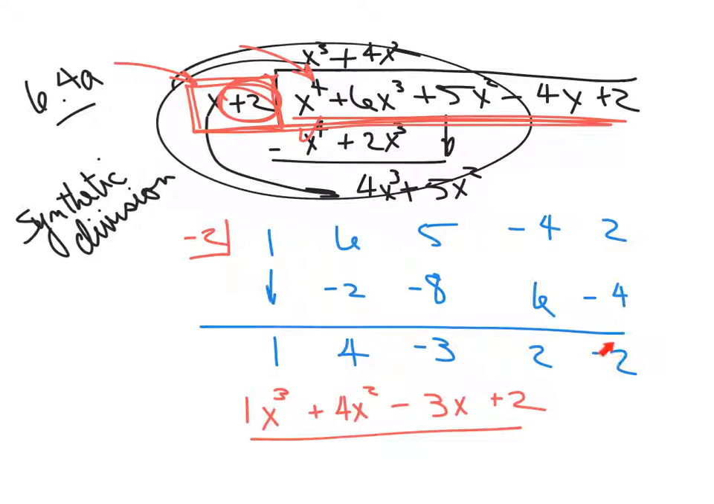Okay, but what do we do with this negative 2? That negative 2 is our remainder. And our remainder is that negative 2 over this x plus 2 that we were dealing with over here.